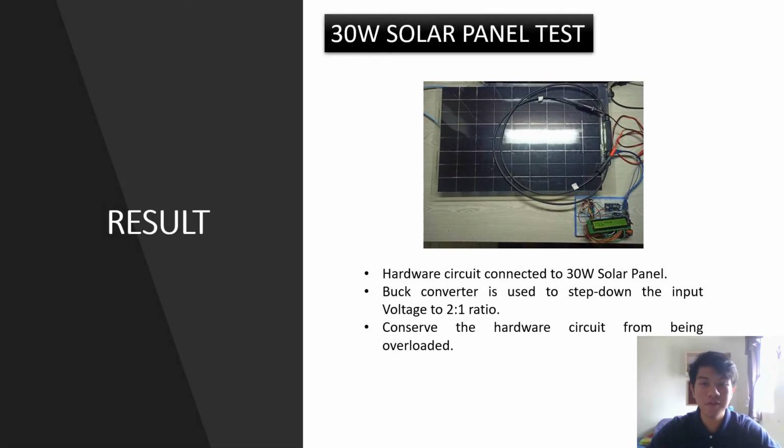So after we tested it on the other two conditions, we will connect it to the 30 watt solar panel. Here we use a buck converter to step down the input voltage at a 2:1 ratio. This is to protect the hardware circuit from being overloaded.